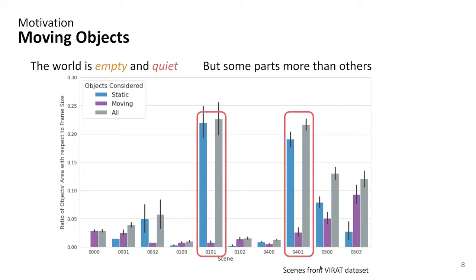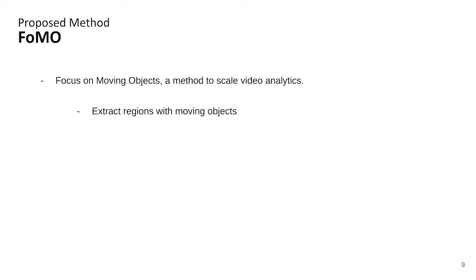What these results highlight is the potential benefits that can be achieved by removing all the empty regions and only considering those regions that are of interest. Consequently, in this paper we propose FOMO, Focus on Moving Objects. That is a method that enables large-scale video analytics by extracting the regions that contain moving objects and filtering the rest of the scene out.